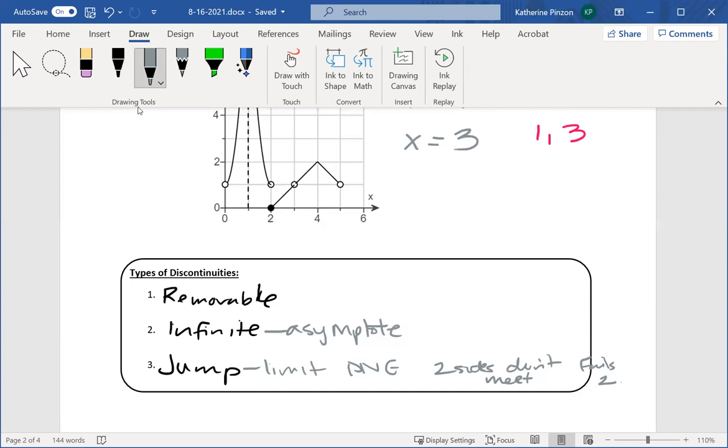So removables are places that fail rule number 3, where the limit and the function both exist, but are not the same. Okay, so a removable discontinuity fails number 3 up above, where the limit and the function both exist, but the two values are not the same. Basically, if you took away that value of the function and made it equal to the value of the limit, then the function would be continuous.